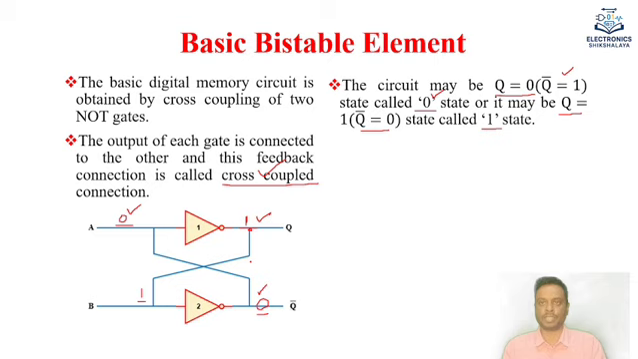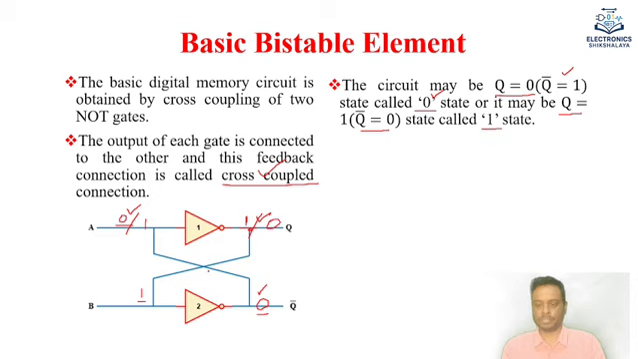So that is how it locks the information for some time. For example, suppose A equals 1. What will happen? A equal to 1 means what will the output of this gate? The output will be 0. So Q equals 0.